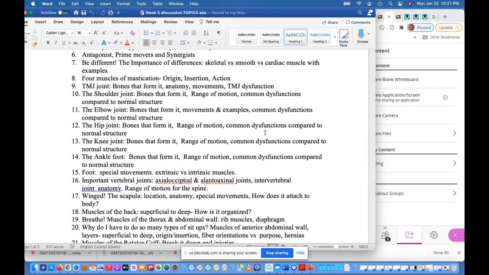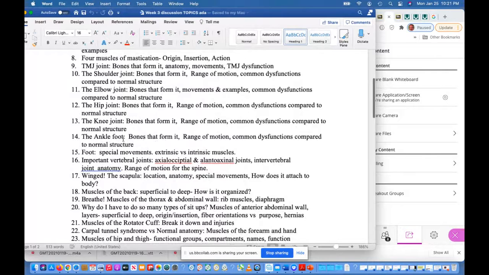What is that involved? The knee joint, what are the bones that make up the knee, and its range of motion? What are the common dysfunctions? You may want to talk about the terrible triad, the meniscal tears, valgus and varus deformity of the knee, right? Knock-kneed and bow-leggedness. So someone may want to discuss that.